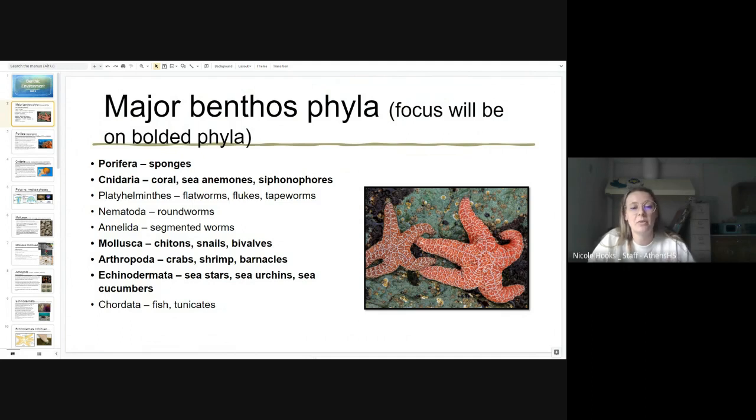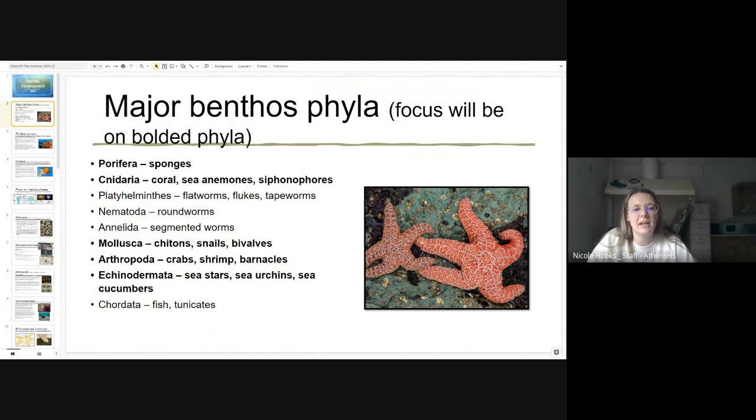I can never pronounce the flatworm one, so I'm just not going to do it. And then Nematoda and Annelida. These are also other types of roundworms and segmented worms that you will find in the ocean. But they're just ones that you don't really see, so we're not really going to talk about them. The next is Mollusca, or the mollusks.